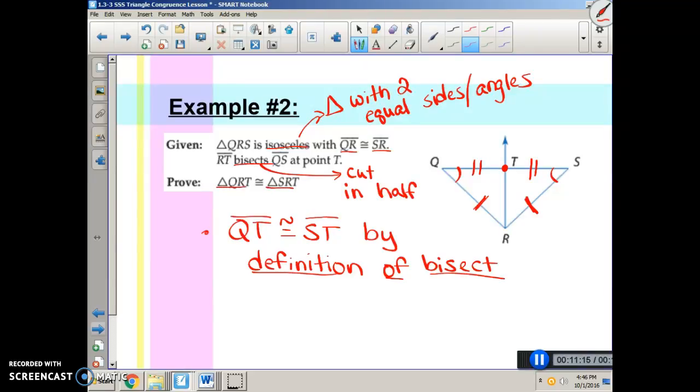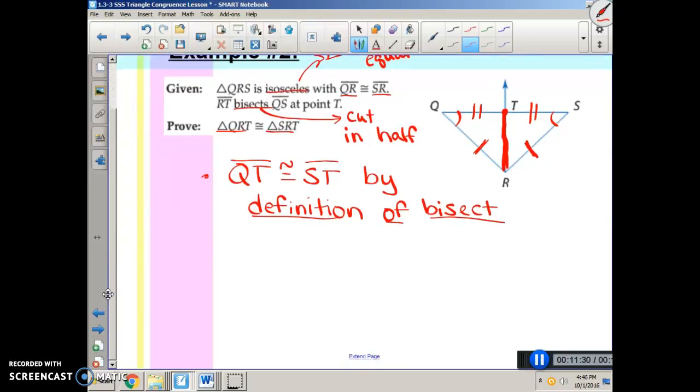Okay, well, I've got 2 sides so far. I want to use SSS, so I need 1 more side. Okay, well, the only remaining side is this one in the middle. And again, hopefully you've already figured out what that property is. If they're overlapping, TR is congruent to TR. Okay, TR is in this triangle, and it's also in this triangle. That's why I have to say it twice. We're talking about the same length in 2 triangles, and it's by the reflexive property.